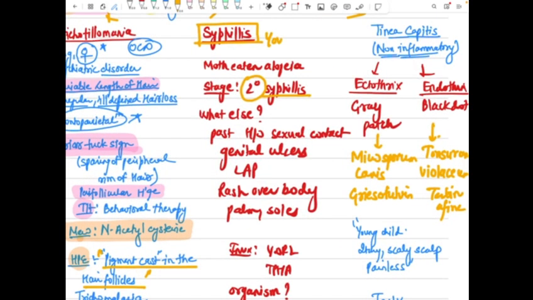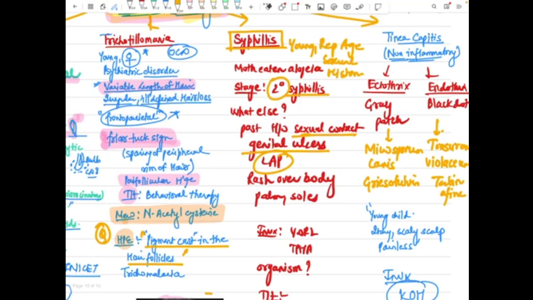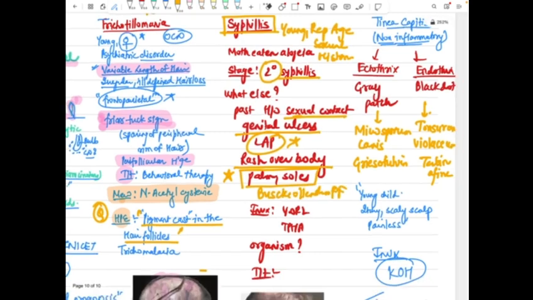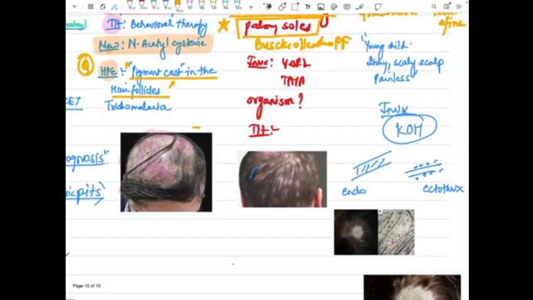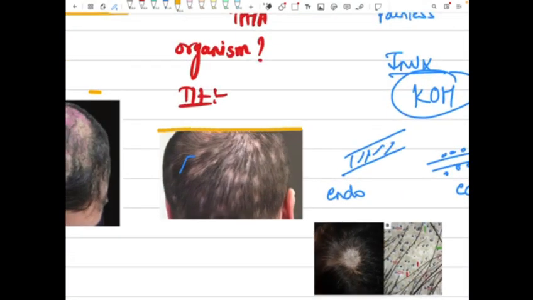There will be a young reproductive age male having a sexual history and past history of genital ulcers, past history of sexual contact along with genital ulcers which heal, but now he has what? He has rashes all over the body, he has lymphadenopathy, he has palm and sole lesions of secondary syphilis. Now, apart from that, they will say this is the picture which will be provided to you. What is this? This is known as moth-eaten alopecia of secondary syphilis.